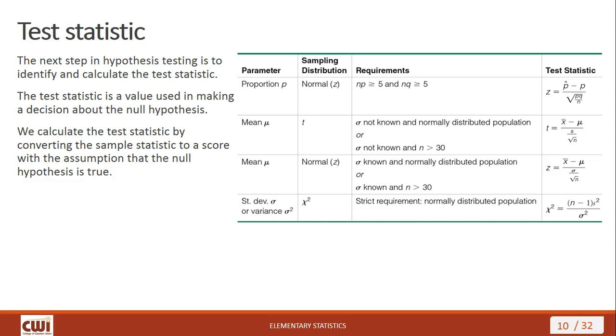For standard deviation or variance, we're going to use a chi-square distribution to calculate a chi-square score, as you can see here in the table. So we have the same logic of selecting our appropriate distribution for hypothesis testing that we did for confidence intervals. Now, don't worry too much about having to know how to calculate the test statistic from each of these equations that you see here in the table. You'll be able to use StatCrunch to calculate test statistics for you, as we'll see here in a moment.